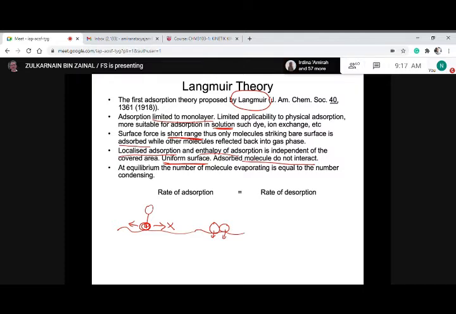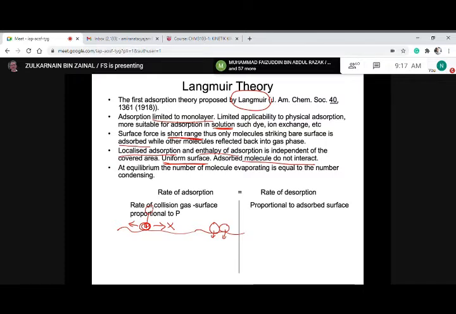So the rate of adsorption then is equal to the rate of desorption. This occurs when adsorption occurs. At the same time, desorption also occurs. Remember that. Adsorption occurs, desorption also occurs at the same time, and it will reach a stage where both are at equal rate. The rate of adsorption will be equal to the rate of desorption.